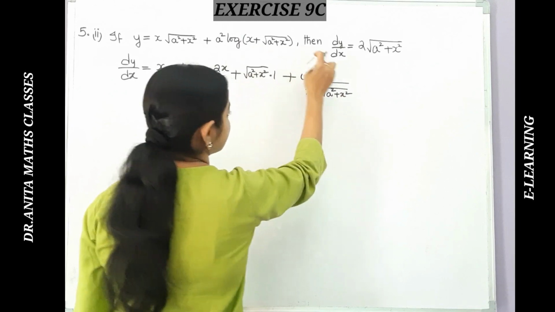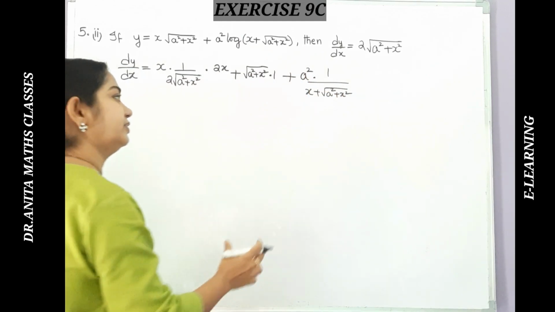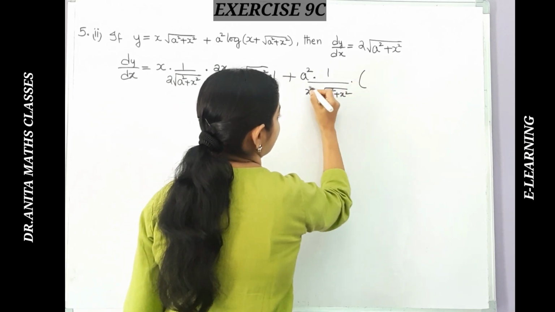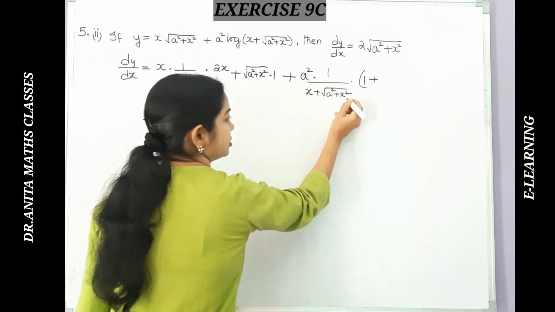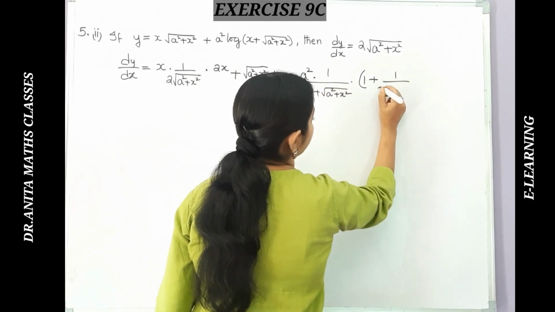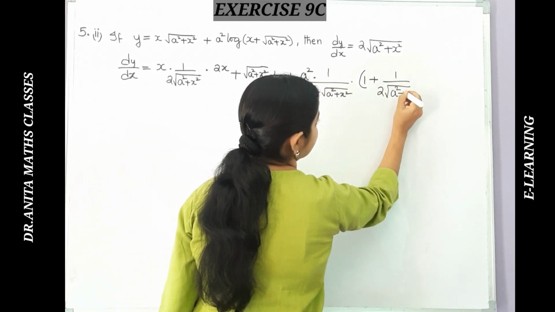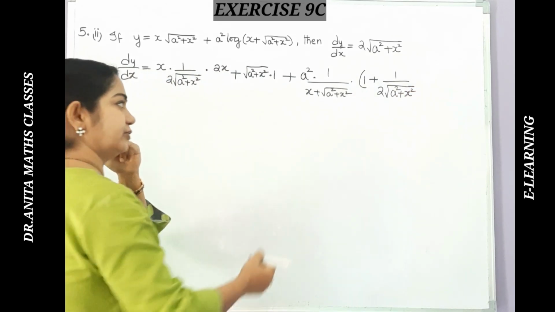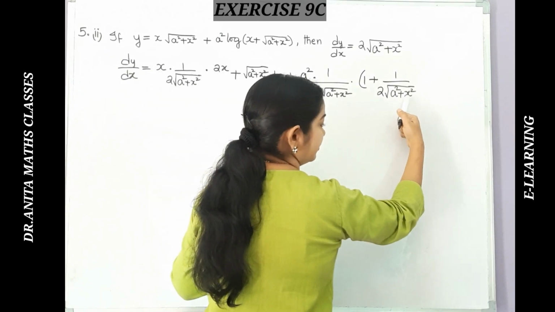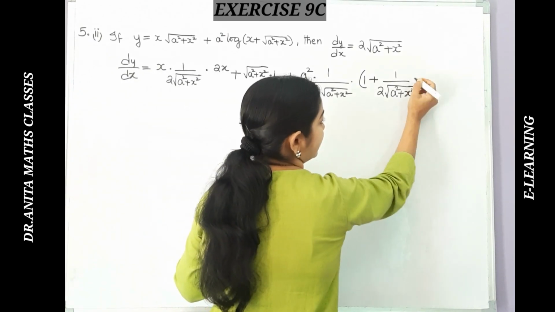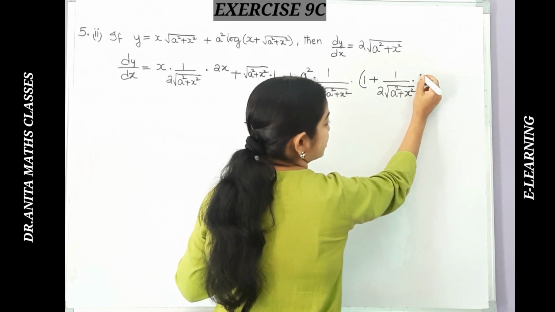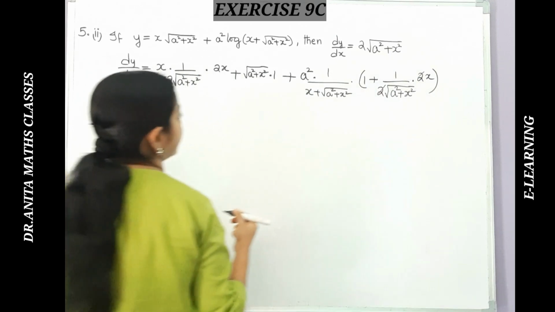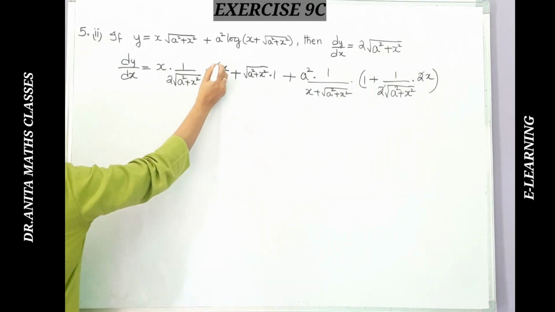So log of x is 1 by x, isn't it? Again with the chain rule, we have to differentiate this, right? So multiplied by differentiation of x is 1 plus differentiation of this is 1 by 2 root a square plus x square. But again, according to the chain rule, we have to differentiate a square plus x square, that is 0 plus 2x, so that is just 2x. So here 2 and 2 go off, and even here 2 and 2 go off.